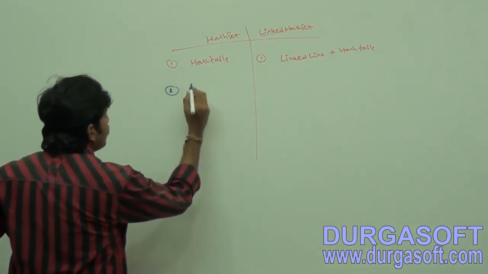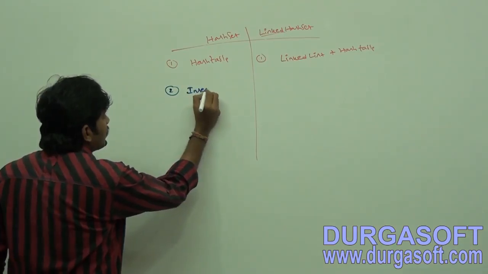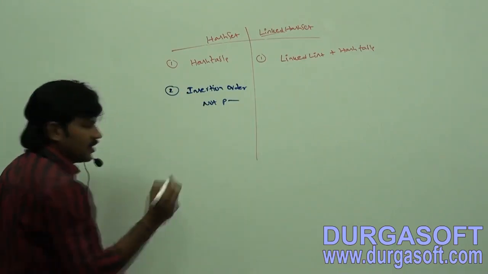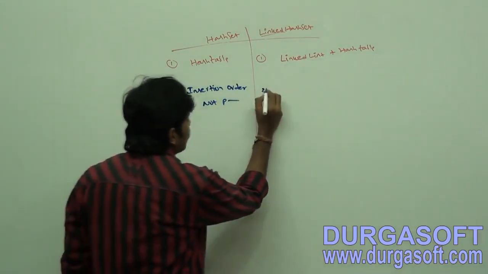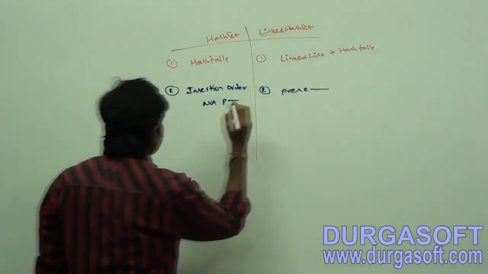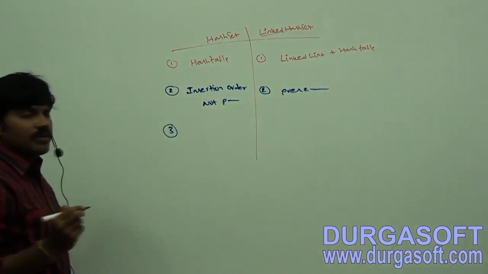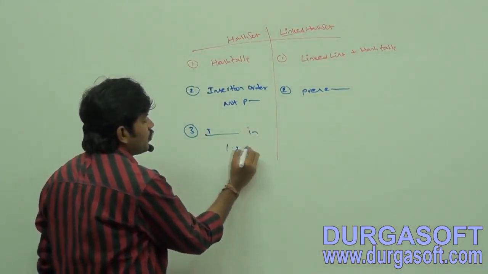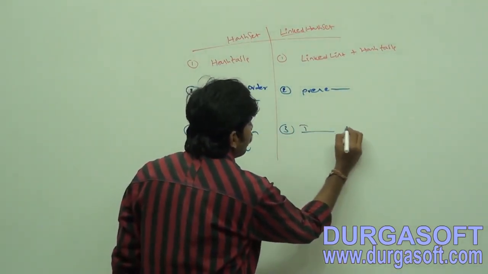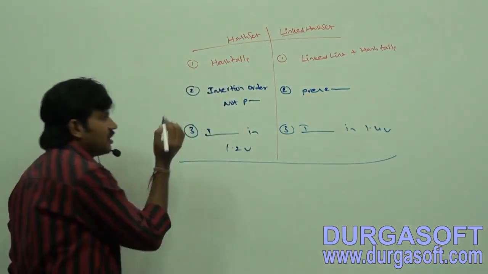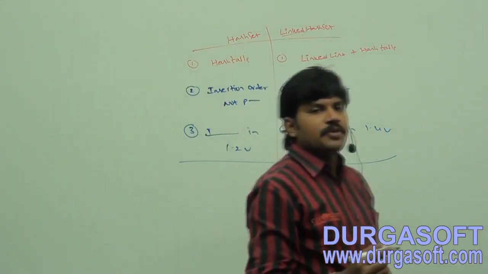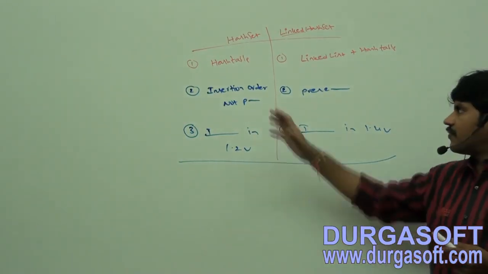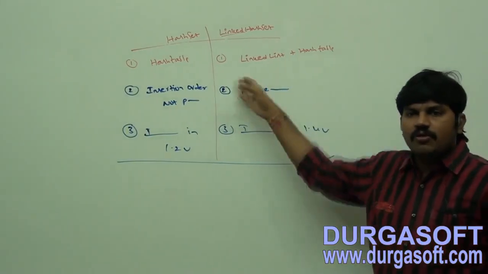Second one, here insertion order preserved or not preserved? Insertion order not preserved. But what about insertion order in linked hash set? Preserved. Next, do you know in which version hash set was introduced? Introduced in 1.2 version, and linked hash set in 1.4 version. That's all. Beyond that, there is no difference between hash set and linked hash set. If anyone asks in the interview what the difference between hash set and linked hash set is, you have to tell this.